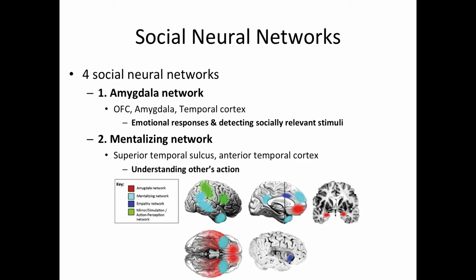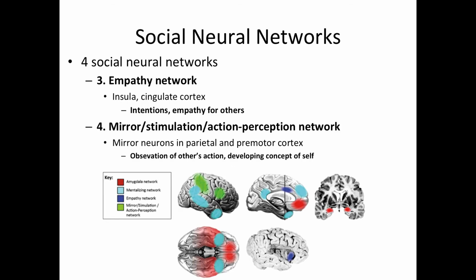Next up, we have the mentalizing network, which is in blue, and this contains the superior temporal sulcus, as you can see right here, and the anterior temporal cortex. The mentalizing network is a collection of structures related to thinking about internal states of others. So this network provides a mechanism for understanding the actions of others.